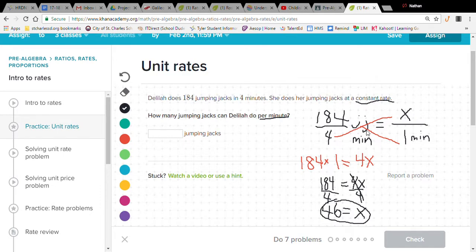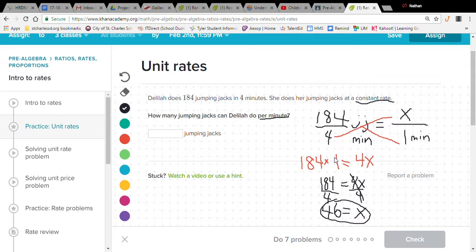We got that answer by setting it up as a proportion. 184 jumping jacks in 4 minutes is equal to how many jumping jacks can she do in 1 minute. We did our cross multiplication, 4 times x and 184 times 1. And then we solved for x.